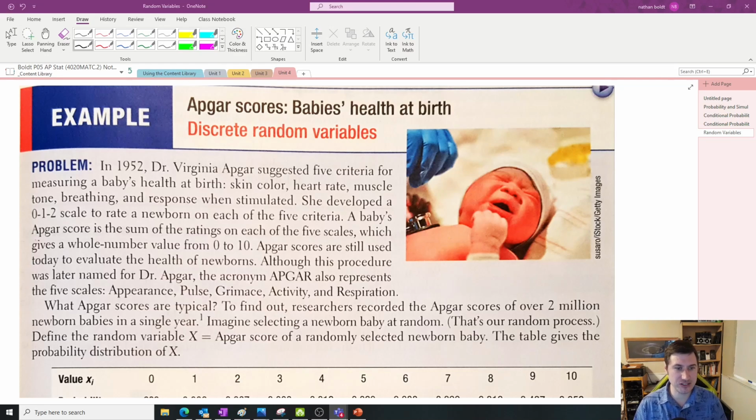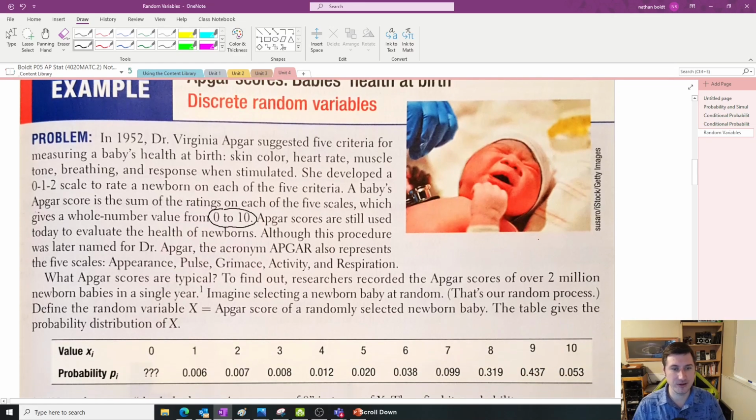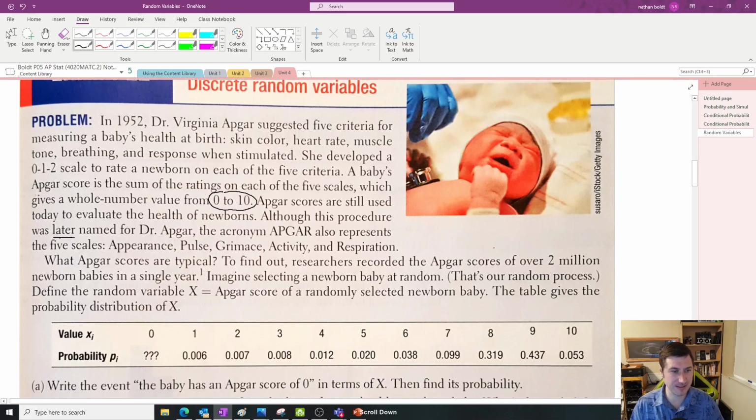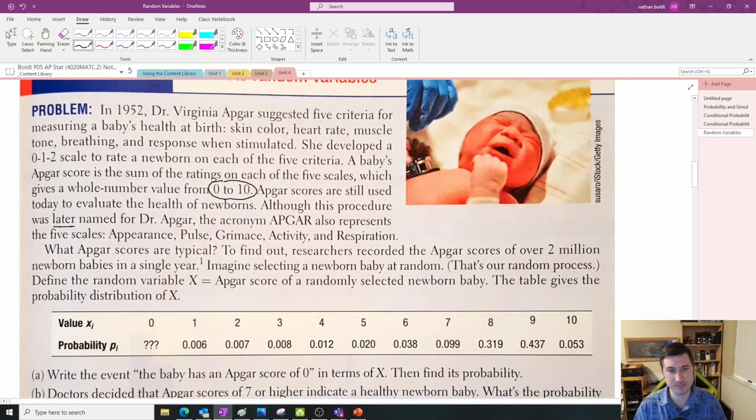A baby's APGAR score is the sum of all of those, which gives a whole number value from 0 to 10. Again, a discrete number from 0 to 10. APGAR scores are still used today to evaluate the health of newborns. Although this procedure was later, this is kind of weird, later named for Dr. APGAR, the acronym APGAR also represents the 5 scales: appearance, pulse, grimace. They got a little creative there to make the acronym work. Activity and respiration. By the way, extra credit for anybody who can do that to my last name for statistics.